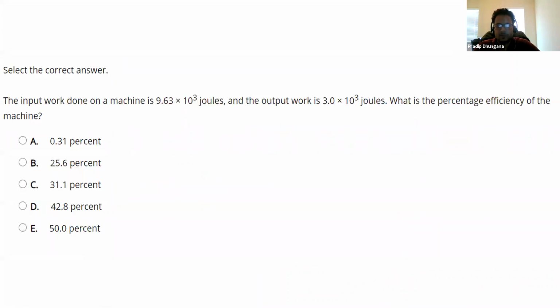Now let's work on this problem. The question is, the input work done on a machine is 9.63 times 10 to the power 3 joules. Input work is denoted as W for work, I for input. And output work is 3 times 10 to the power 3 joules, W or output work. What is the percentage efficiency of the machine?